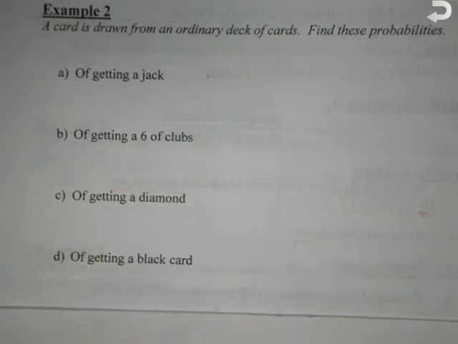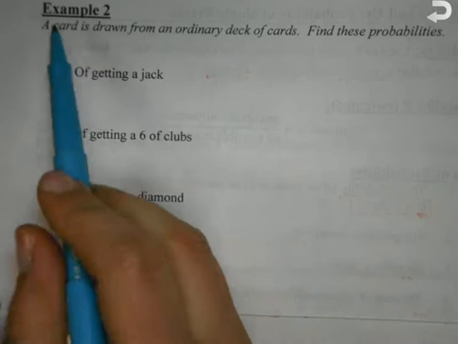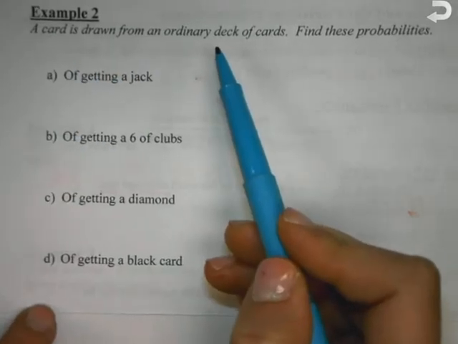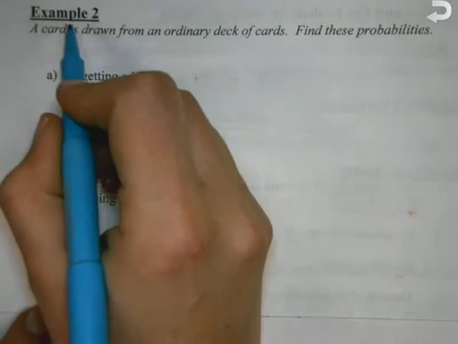Example number 2, our situation is that one card is drawn from an ordinary deck of cards. Find these probabilities. Now remember, an ordinary deck of cards has 52 cards in it.